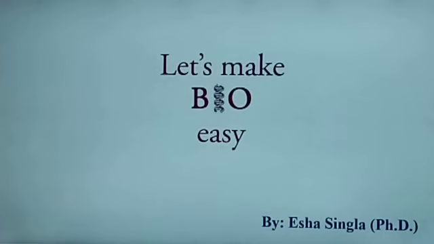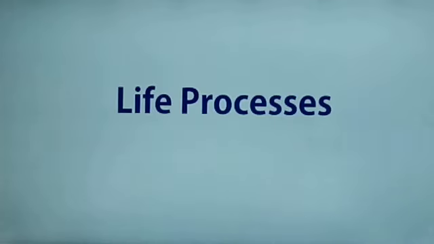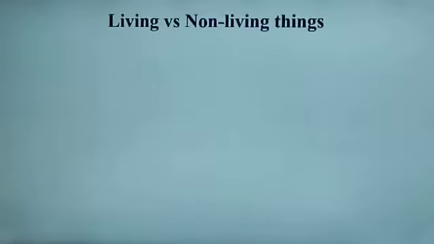Today we'll talk about the biology chapter from 10th class CBSE board syllabus, that is life process. So before discussing what the meaning of life process is, let's discuss the difference between living things and non-living things. Basically living things are the things that are alive, मतलब जो जिंदा हैं, and non-living things are the things that are not alive, जो जिंदा नहीं है.